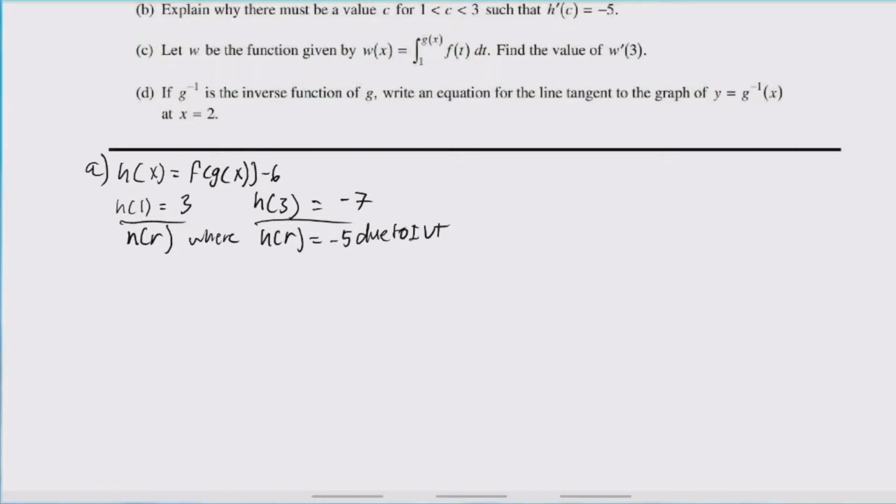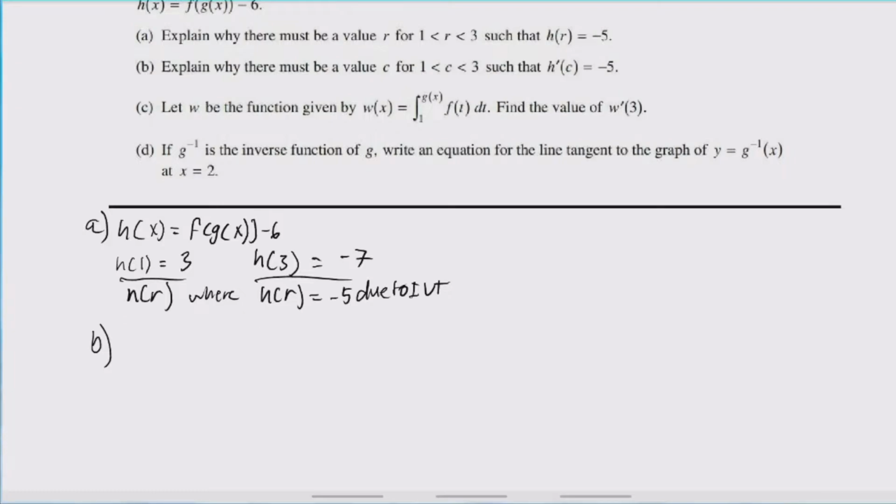Okay, next for B. It's going to say, why is there a value? So again, we're going to want to use IVT, but the problem is we're not dealing with values anymore. We're dealing with slopes. Now, you could technically try out IVT and see if it works, like what is h prime of 1, h prime of 3. That might work, but generally, whenever you see slopes, you're going to think of MVT, and that stands for mean value theorem.